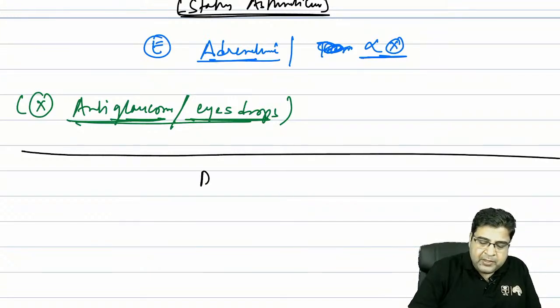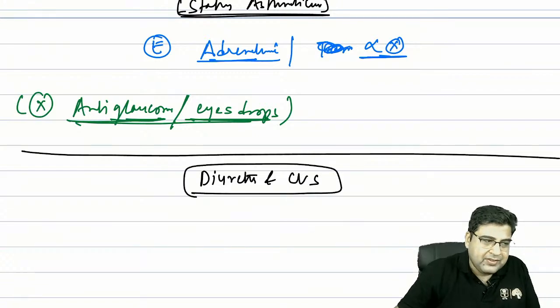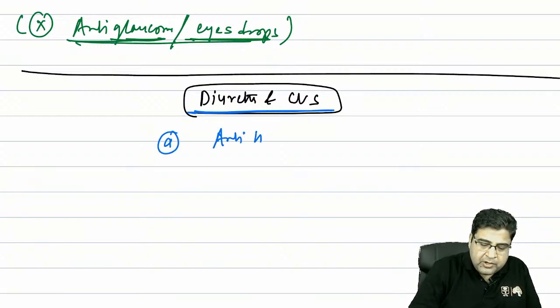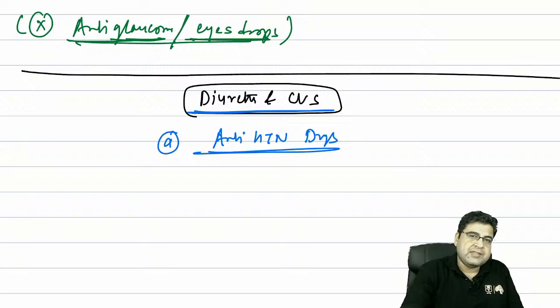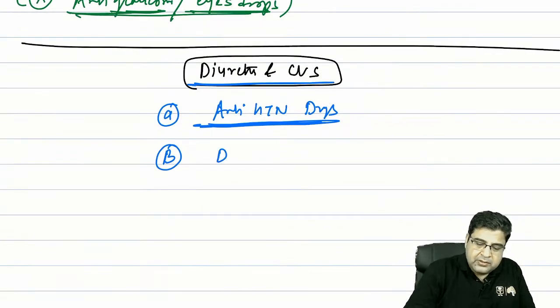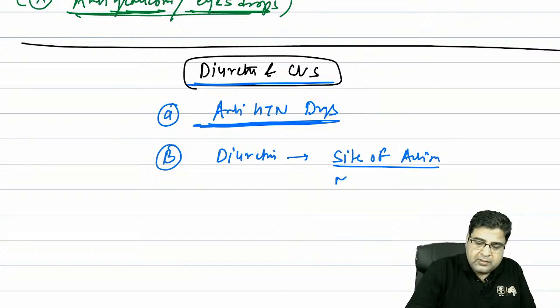After that, guys, we have a topic we call diuretics and cardiovascular system, that is kidney and CVS. In the kidney and CVS topic, I hope you know the most important topic is antihypertensive drugs. Antihypertensive drugs are the most important topic for you. Second, they can ask you maximum diuretics, site of action and mechanism of action.